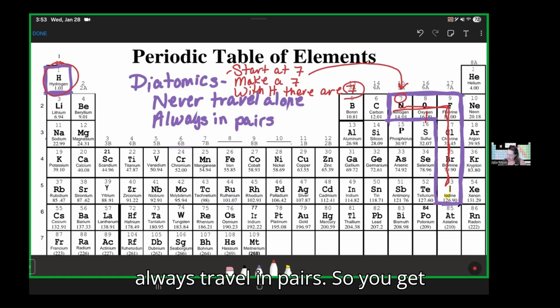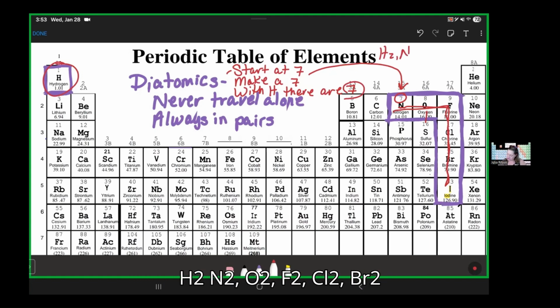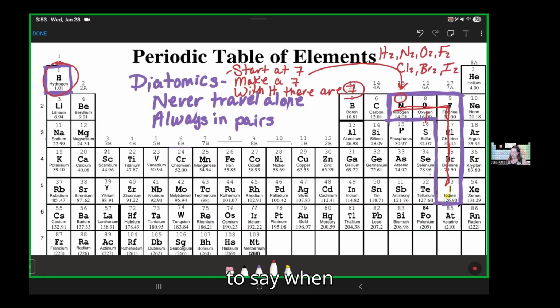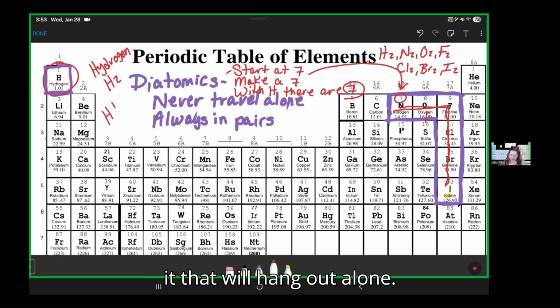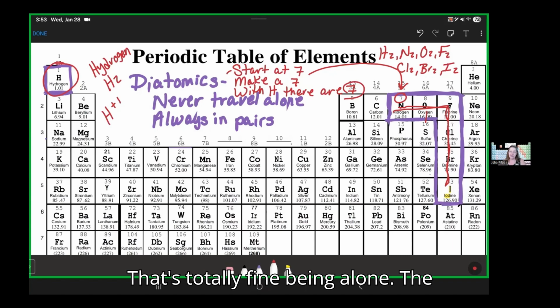So you get H2, N2, O2, F2, Cl2, Br2, and I2. They never hang out alone. So when I say hydrogen, we're going to write H2. H plus with a positive charge on it, that will hang out alone. That's totally fine being alone. The hydrogen ion can be alone.